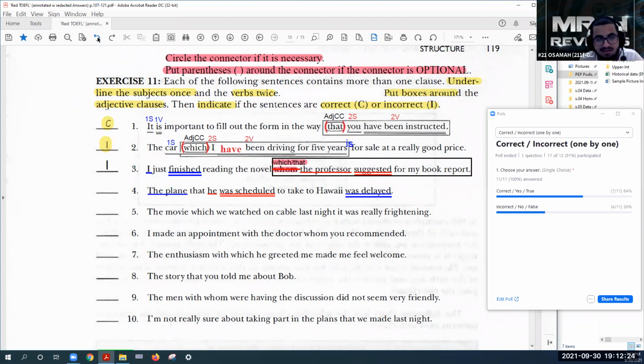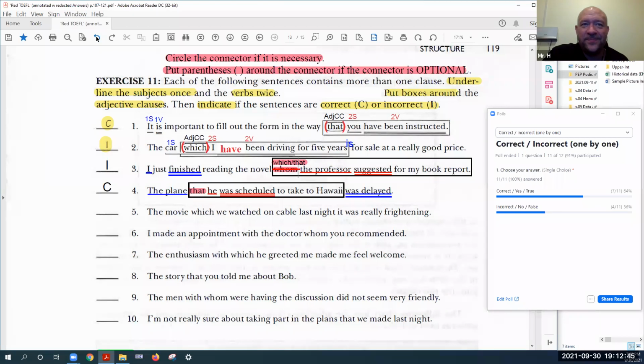And then is it correct here? Well, just a minute. We're getting there. You're jumping ahead. Al-Harbi, keep going. Find the adjective clause. That he was scheduled to take. There you go. It is correct, gentlemen. This sentence is correct.